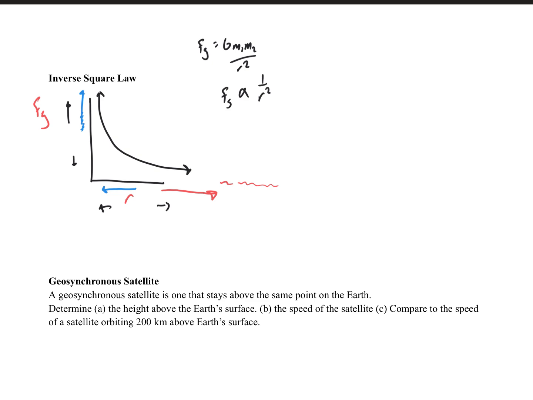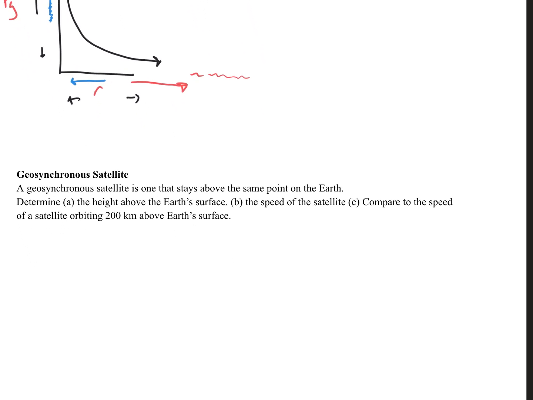The last thing I want to look at here is what a geosynchronous satellite is and how it behaves. Obviously, a geosynchronous satellite simply means that it stays above the same point on the Earth. And so we have a couple of parameters here.